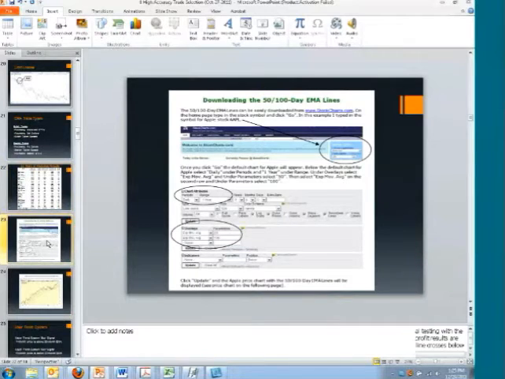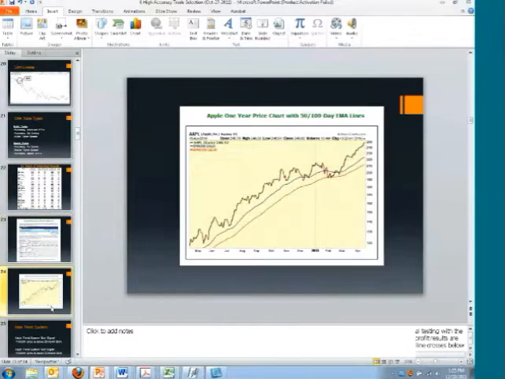Now, it's easy to download these 50- and 100-day EMA lines from stockcharts.com. You simply type in the symbol, and then under periods, you select daily, and then for the range, you can select 1 year or 2 years. The overlays would be the exponential moving average 50 and exponential moving average 100, and then click update, and you'll get a price chart with the 50- and 100-day EMA overlaid over the daily price movement of the stock.